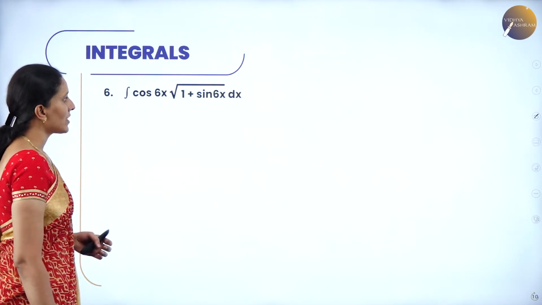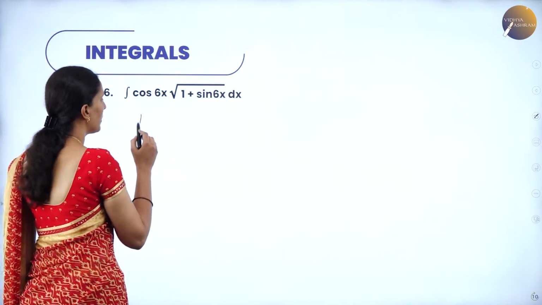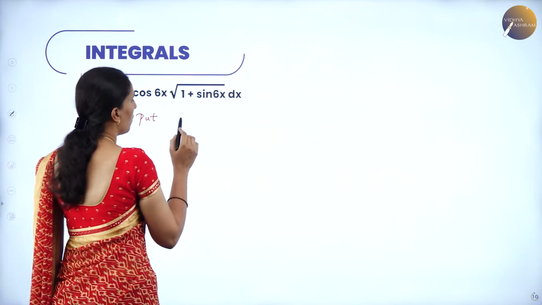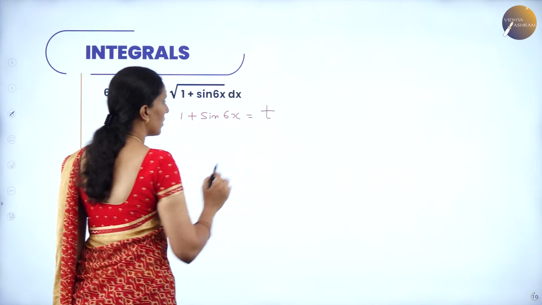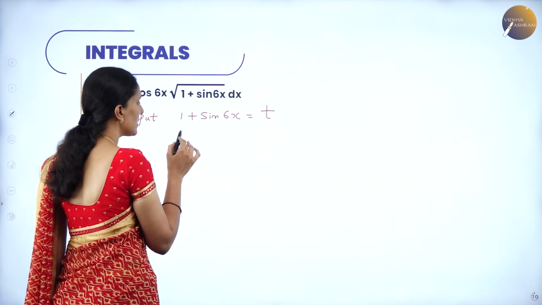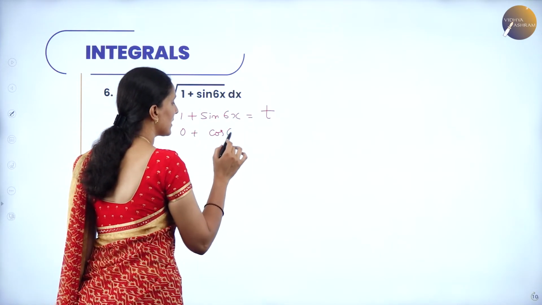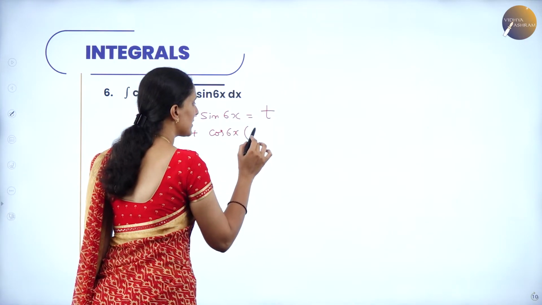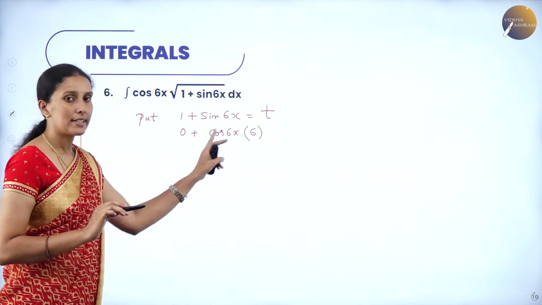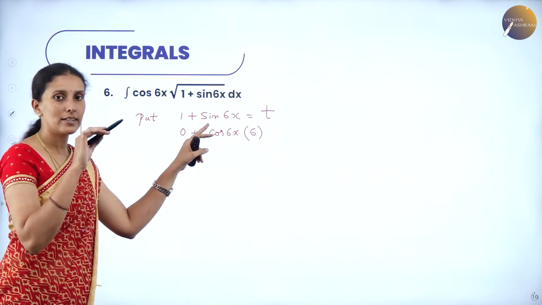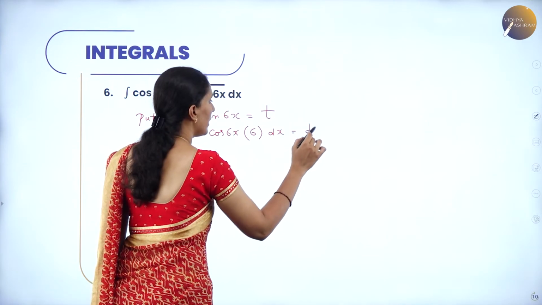Next, integral of cos 6x square root of 1 plus sin 6x dx. So here put 1 plus sin 6x is equal to some t. Now derive it. This is 0. So derivative of sin 6x is cos 6x into derivative of 6x is 6. So using chain rule, derivative of sin 6x is cos 6x and again 6x is one more function. When you derive it, it is 6. cos 6x dx is equal to dt.